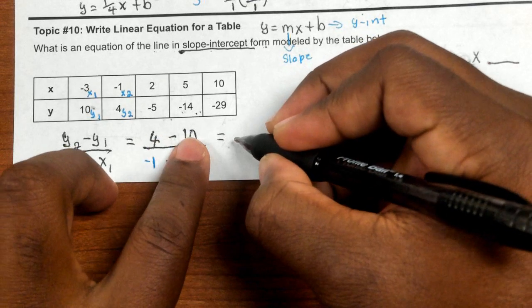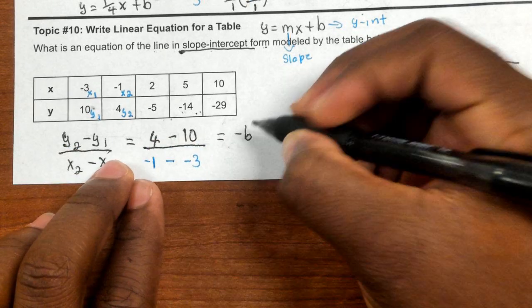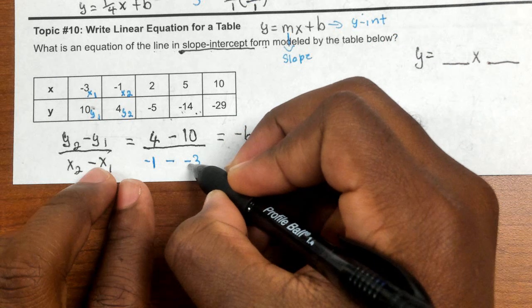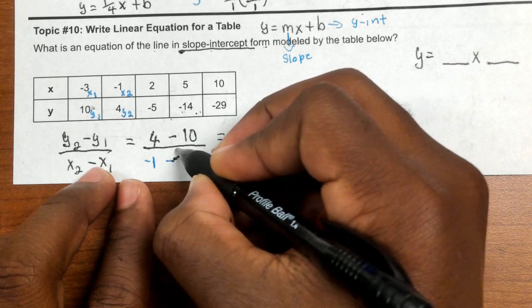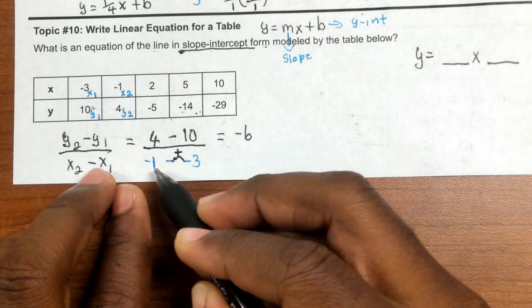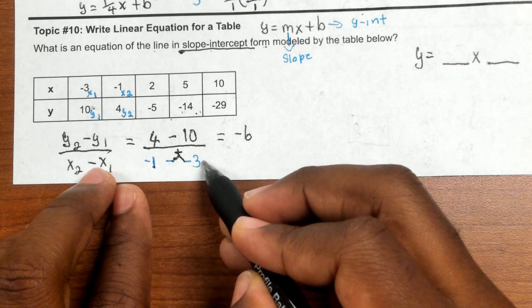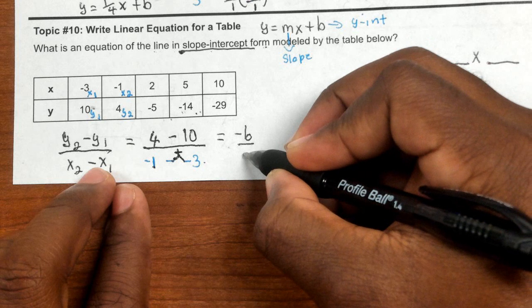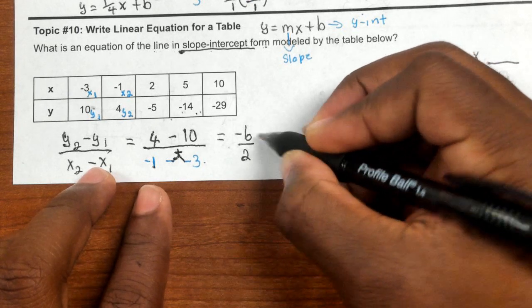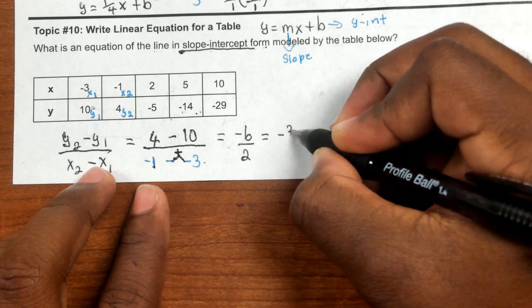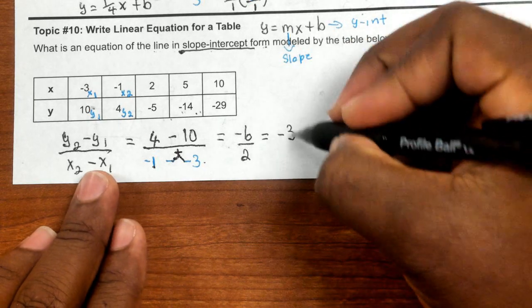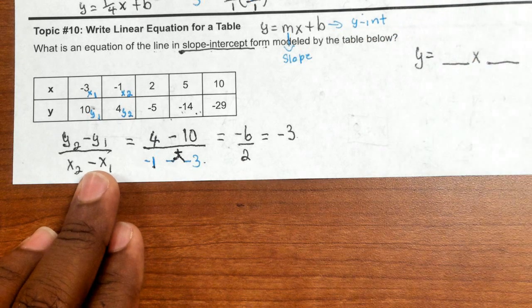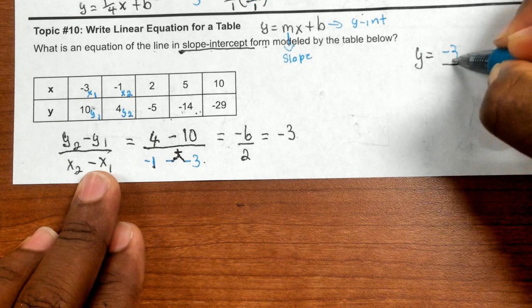So 4 minus 10 is -6. -1 minus a -3: whenever you have a negative beside a negative, it turns into a positive. So -1 plus 3 is +2. -6 divided by 2 is -3. So your slope is -3.